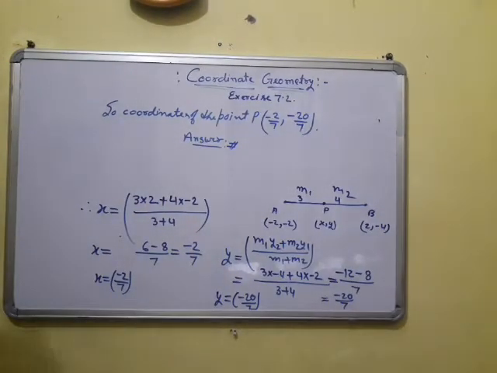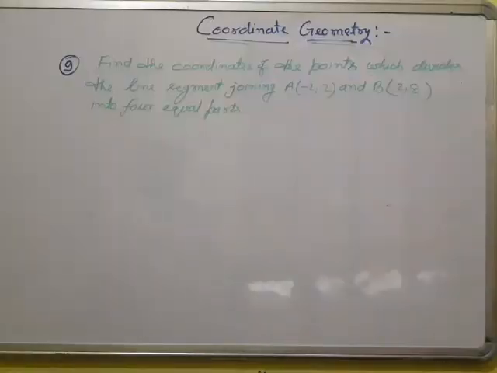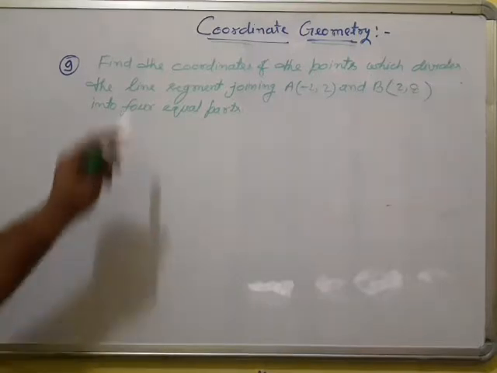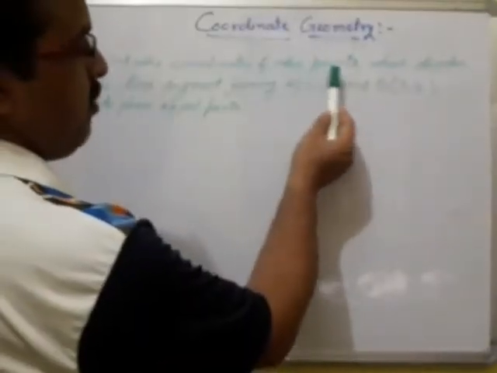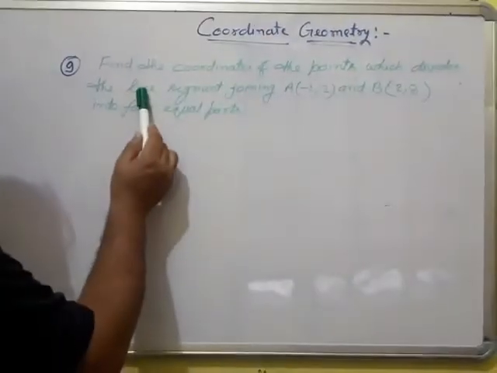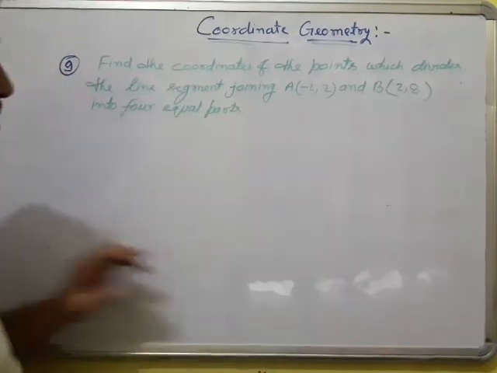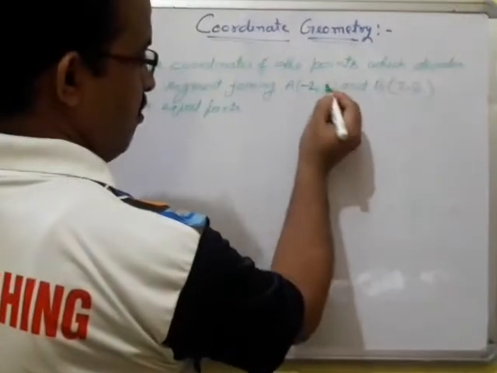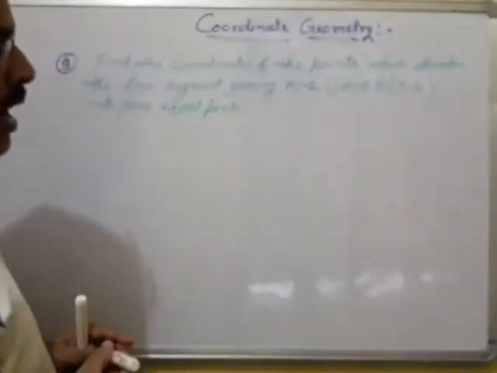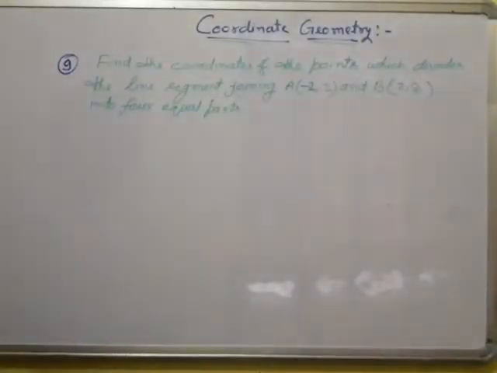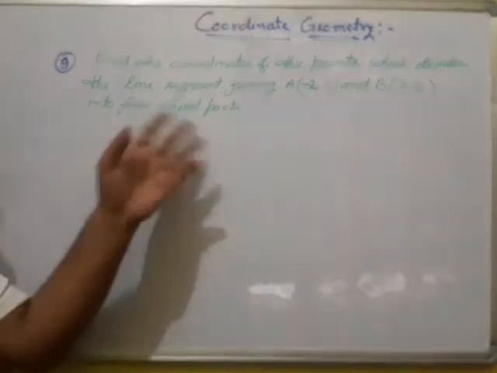Now see question number 9. Find the coordinates of the points which divide the line segment joining A and B into 4 equal parts. A's coordinates are given as -2, 2, and B's coordinates are given as 2, 8.